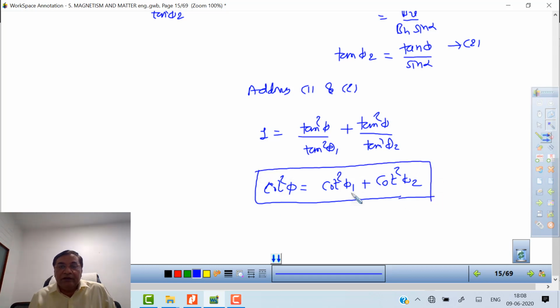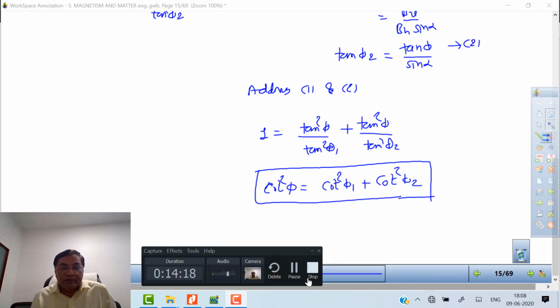Phi 1 is the apparent dip with angle alpha, phi 2 is the apparent dip with angle 90 minus alpha with the magnetic meridian, phi is the true dip. So this is one formula you have to remember. Okay, thank you very much.